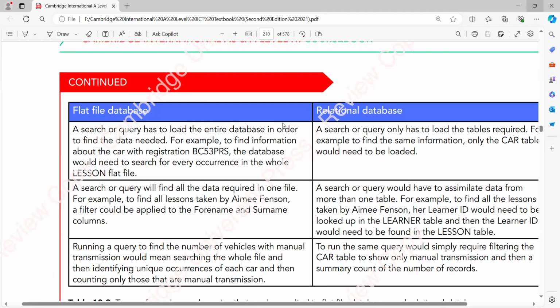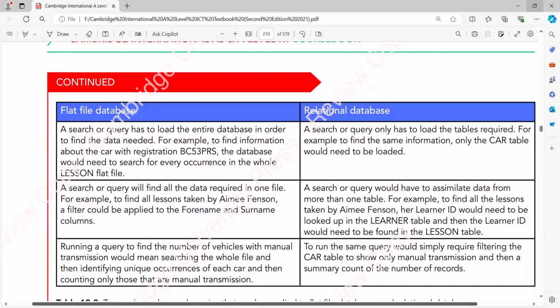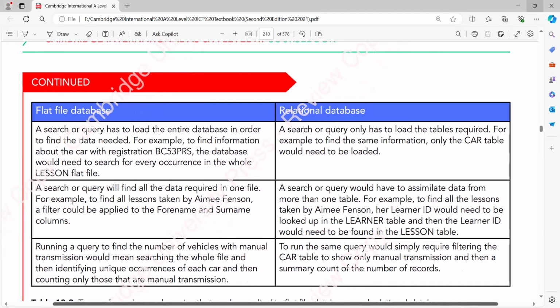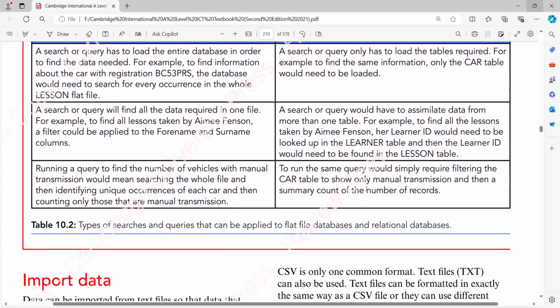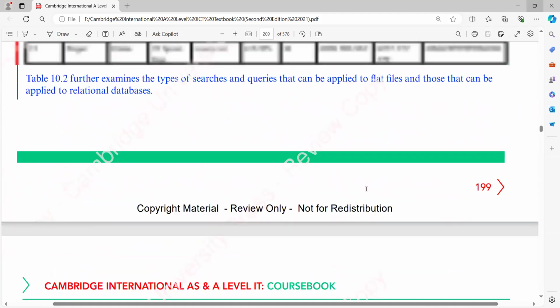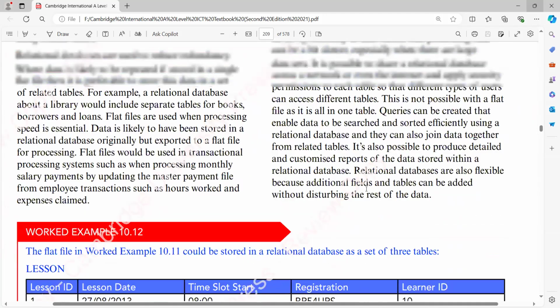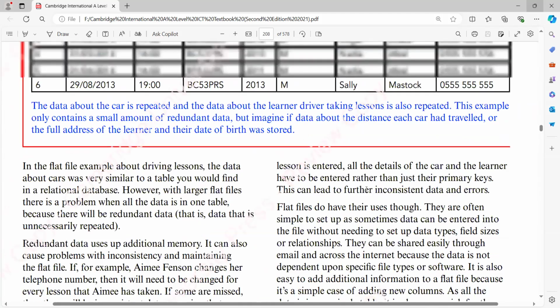Running a query to find the number of vehicles with manual transmission would mean searching the whole file, which would take a lot of time. But when it comes to a relational database, a search or query only has to load the tables required, so it is fast as well. It is better sorted out as well. A search or query would have to assimilate the data from more than one table, so you can just go through that. Other than that, we have already discussed some of the important terminologies regarding their differences.